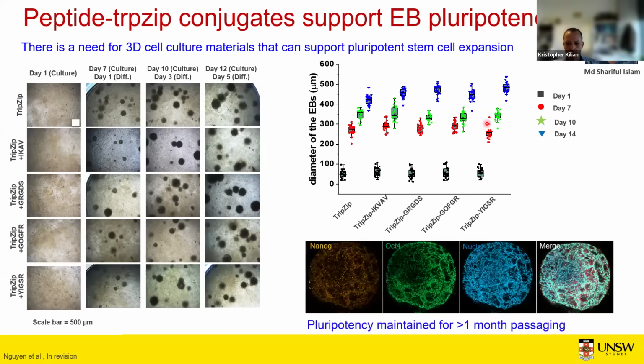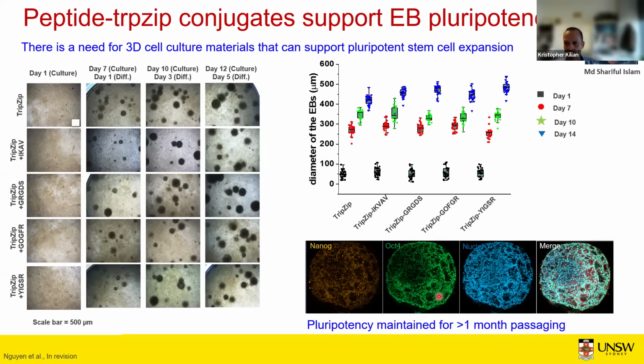And if we look at the pluripotency, we've now looked for several months, and they seem to maintain their pluripotency. And so we immunostain these for NANOG and OCT4, which are markers of pluripotency. And so these stem cells are remaining stem cells in culture.